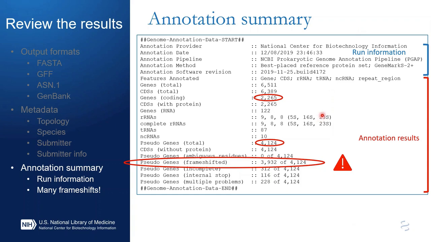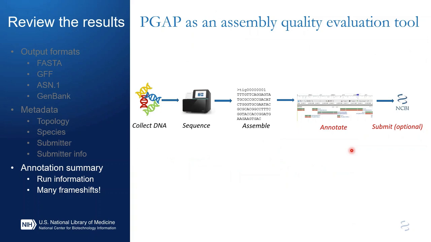5,500 to 5,600. If you look a little below, you see there's a very large number of pseudogenes, and the cause for those being called pseudogenes is that they are frame shifted. So that raises a red flag on the assembly itself and potentially indicates that there are a lot of indels in the assembly. And this is really an important reason why it's great for you to run PGAP before you submit.